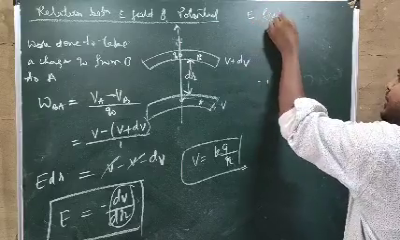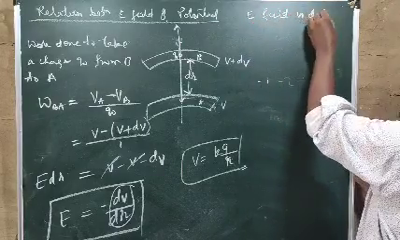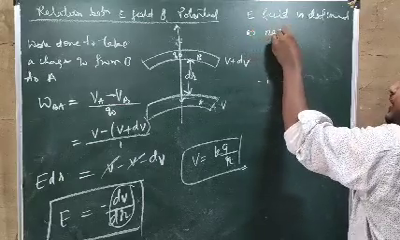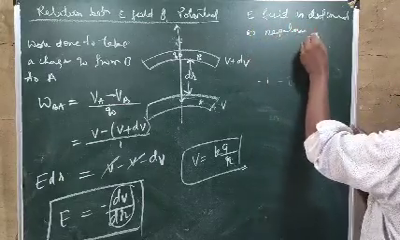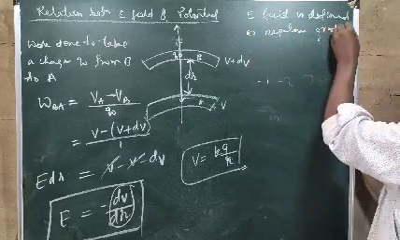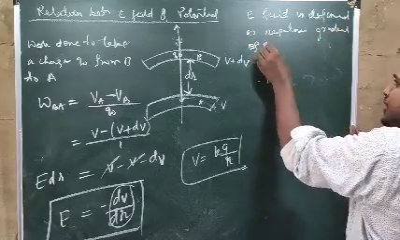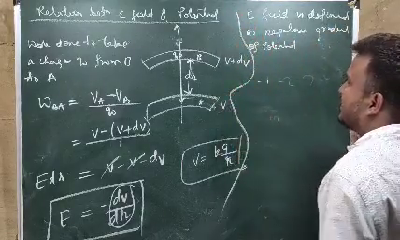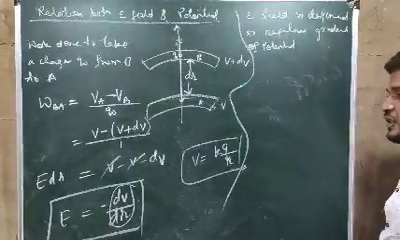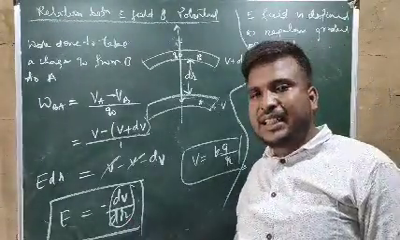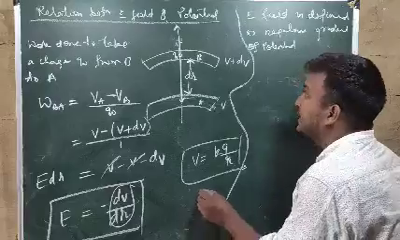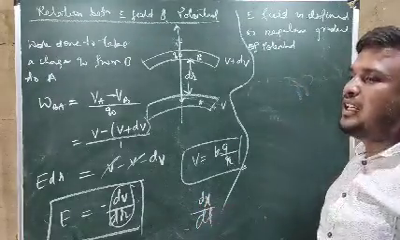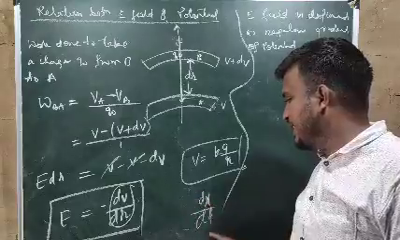Electric field is defined as the negative gradient of potential. So dV by dr, when d by dt is there, suppose x, dx by dt, we can say rate of change of distance. We define d by dt as rate.